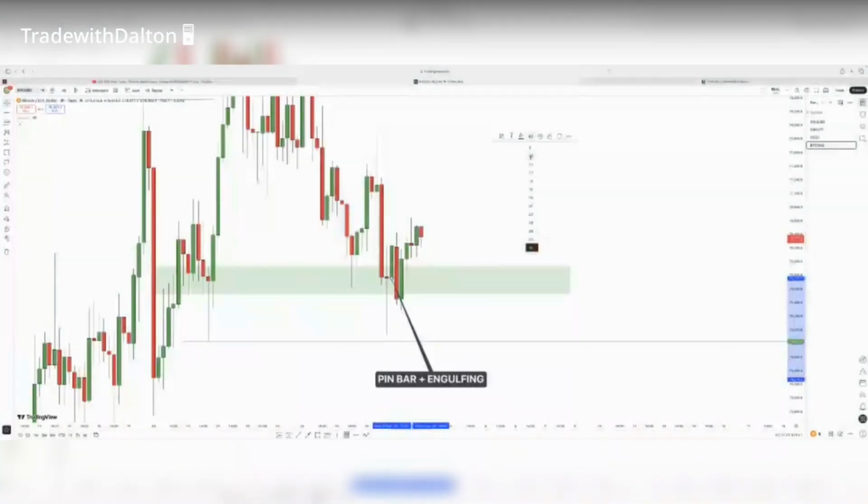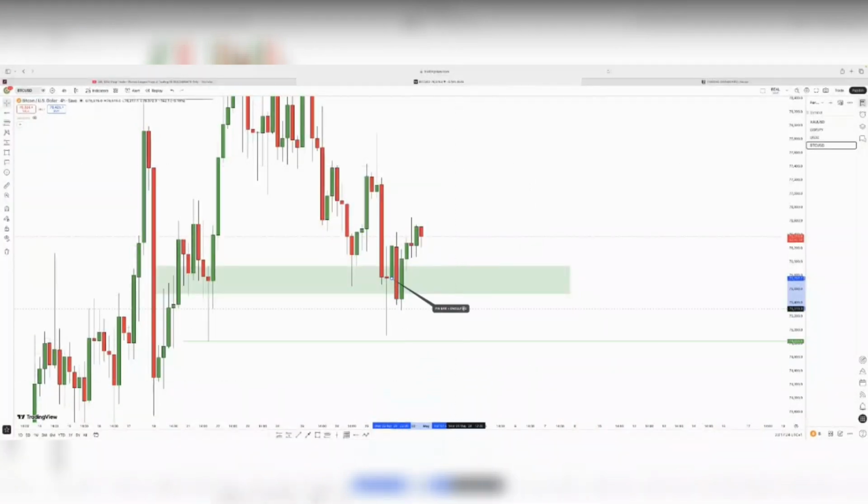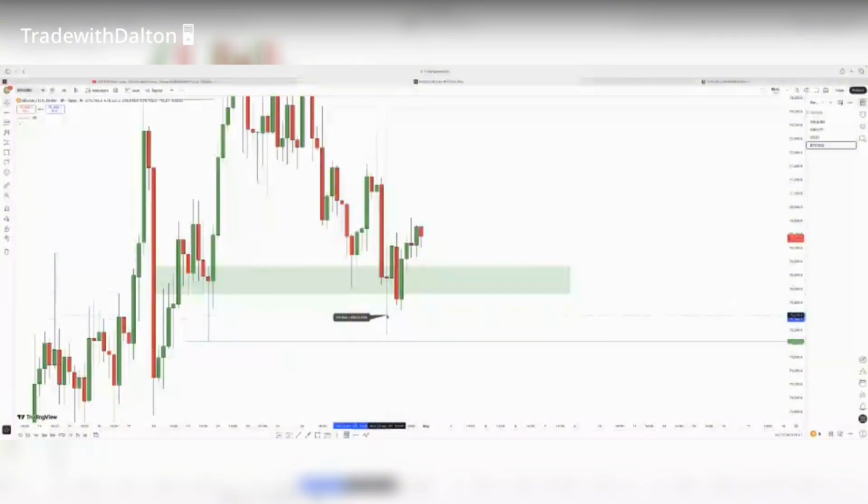Remember, on the daily time frame, price is at our support zone. All right, price is at our support zone. Now, this is pin bar and engulfing.